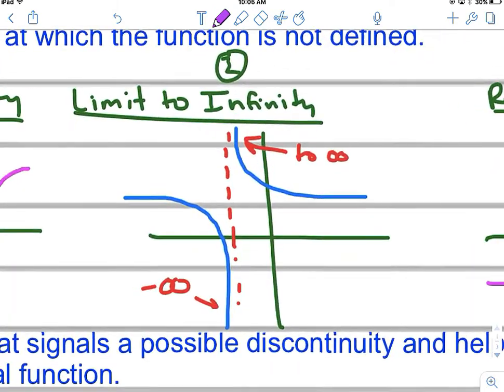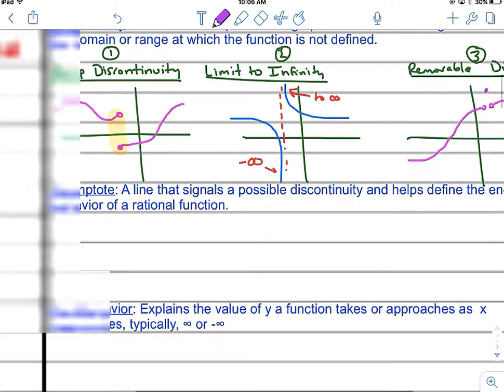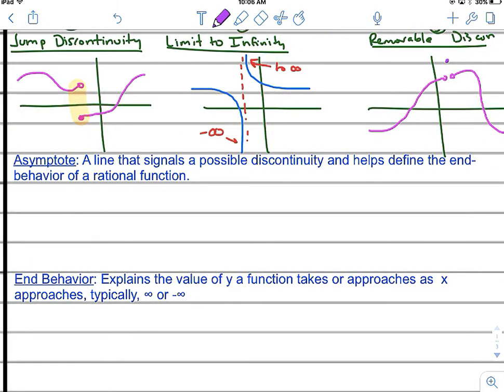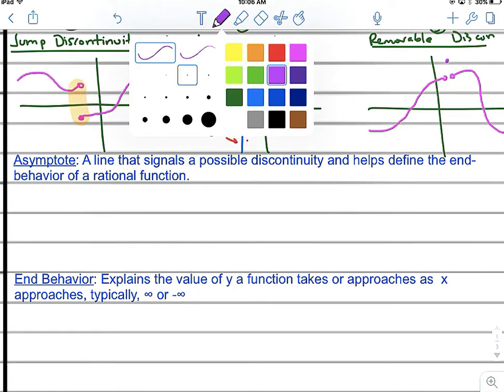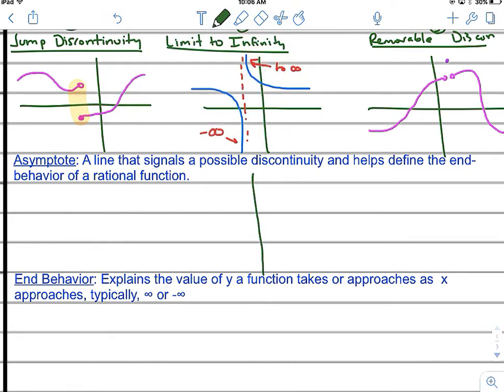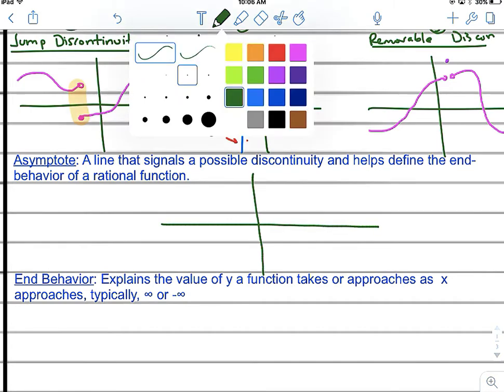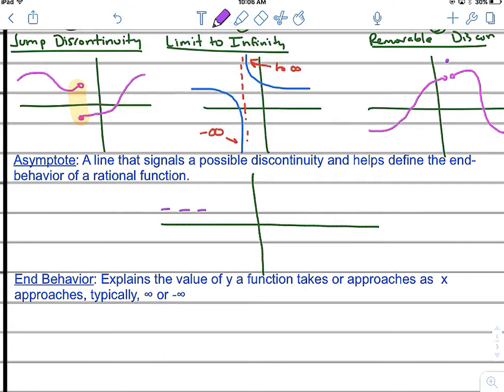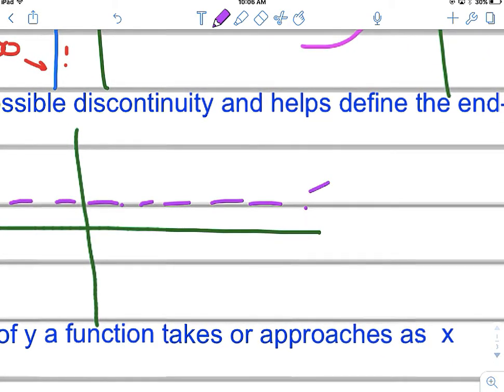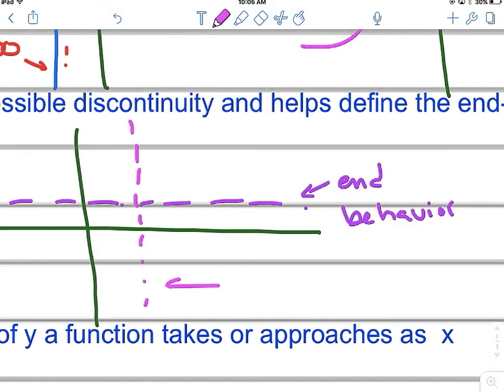Limit to infinity is what we're concerned with right now because it has to do with asymptotes. Now, in terms of asymptotes, it does signal a possible discontinuity, or in some cases end behavior. I don't want to make too big a deal out of this because we already have lots of experience, but I do want to point out that horizontal asymptotes typically talk about end behavior. And if we talk about a vertical asymptote, that's going to help you find discontinuity.